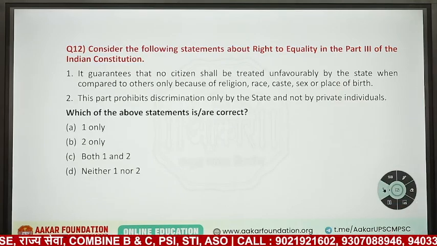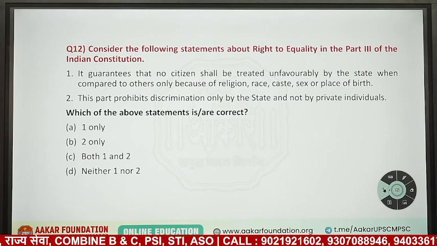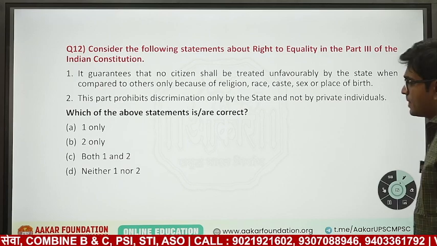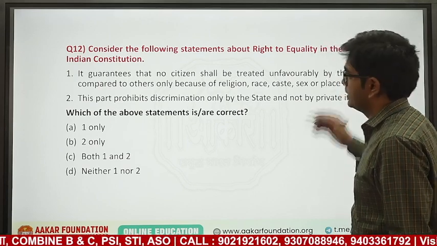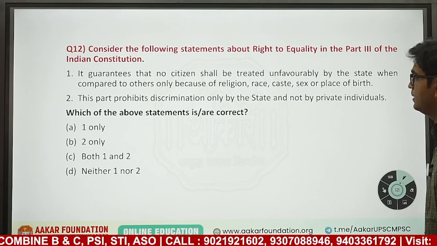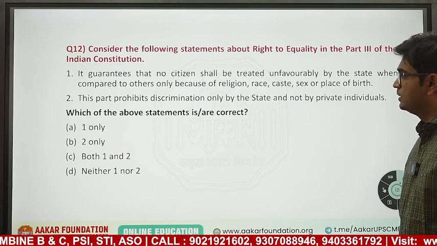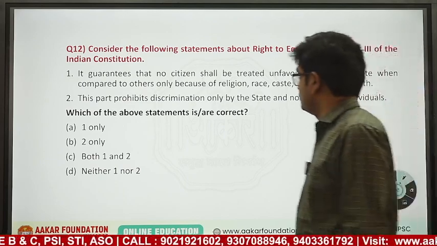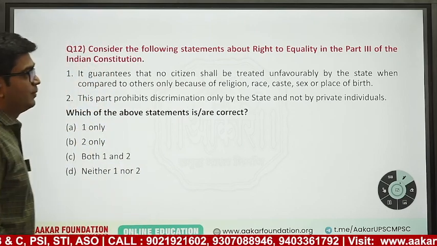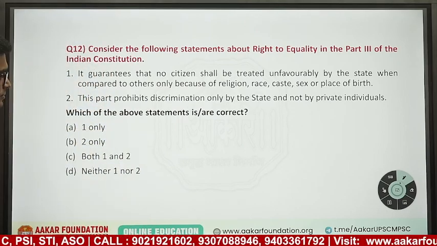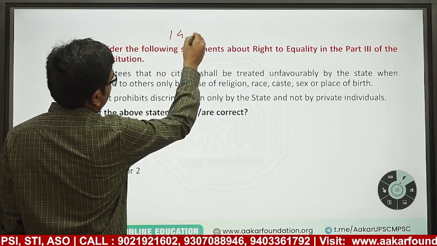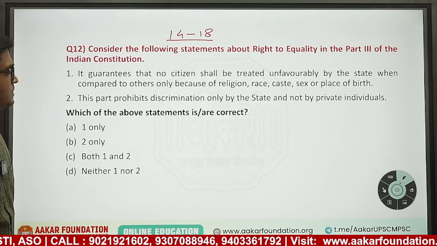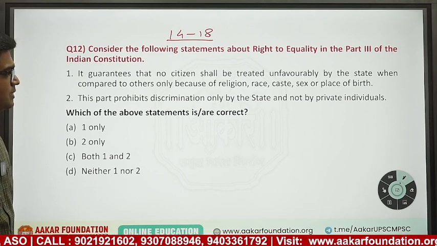Right to equality in Part 3 of the Indian Constitution. Part 3 means fundamental rights. It guarantees that no citizen shall be treated unfavorably by the state when compared to others only because of race, religion, caste, sex, place of birth. What is right to equality? From Article 14 to 18. So it guarantees that no citizen shall be treated unfavorably by the state when compared to others only because of race, religion, caste, sex, place of birth.